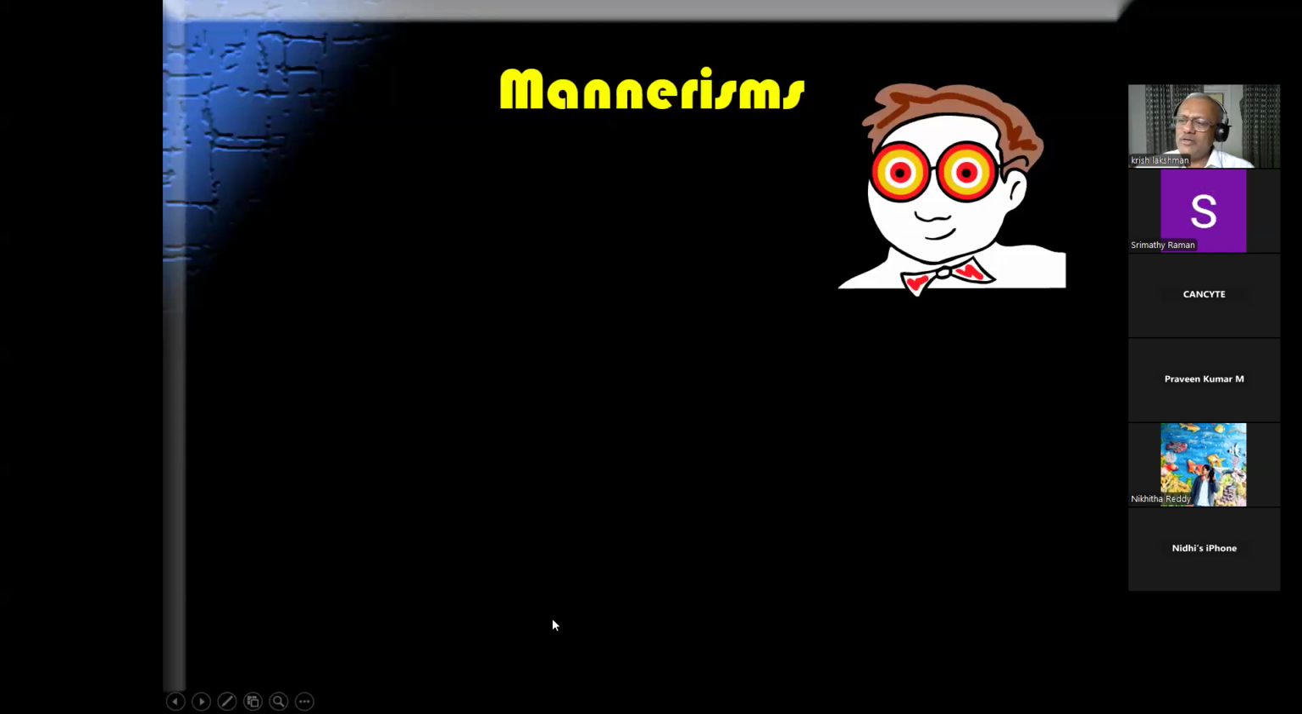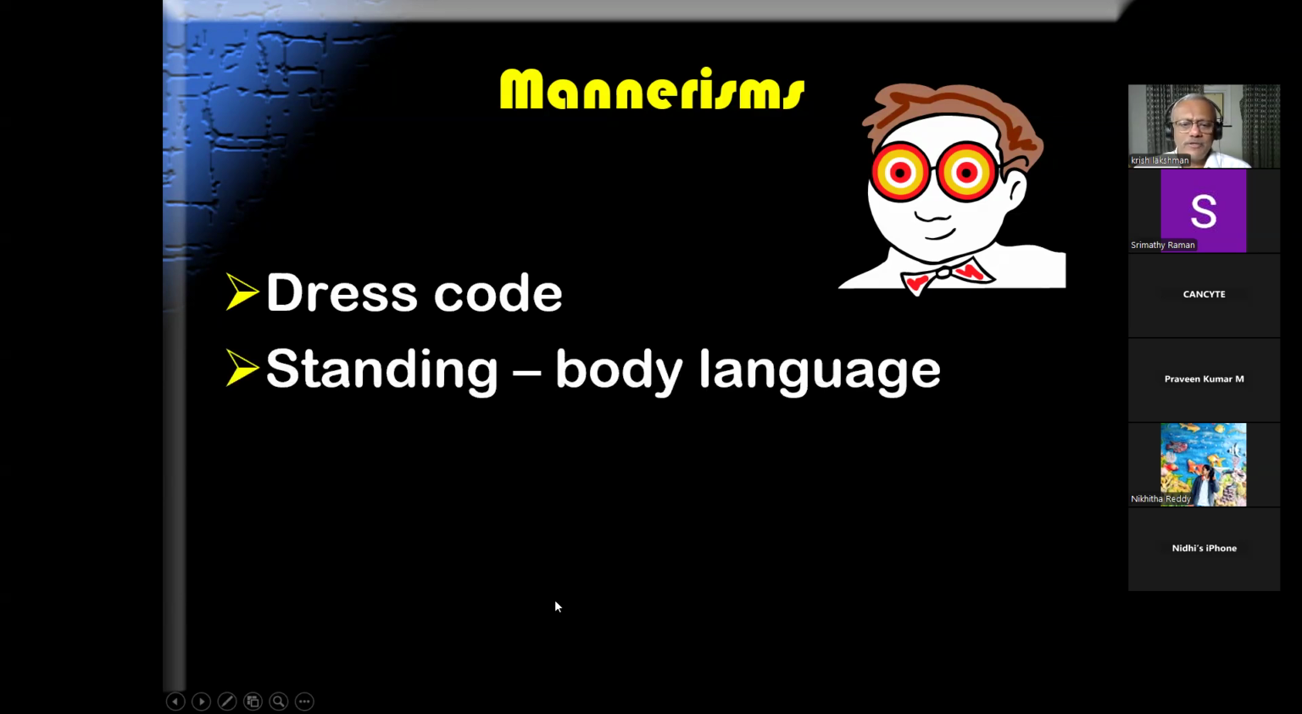All right, and the speaker's mannerisms are very important. Okay, there must be some degree of dress code. Need not always be in a suit, for example, but there must be a degree of formality, particularly when you go for scientific presentations. Standing with your feet slightly apart and erect, exuding as it were confidence. Even if you're very nervous inside, your heart is racing, try and see if you can look confident about what you say. And eye contact is very important.